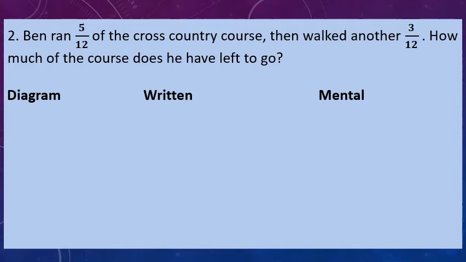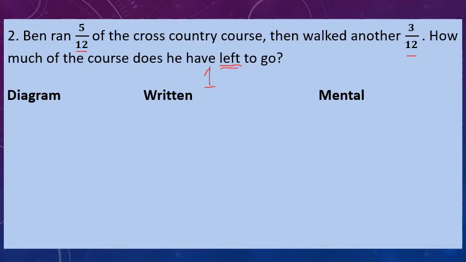Okay, so I'm going to first decide, is this a subtraction or an addition problem? Well, if I think of the course as the whole course, I can represent it as 1. And then he's already run 5/12 and then also another 3/12. So he's already done that part of the course, so I can subtract these two parts to find out how much he has left to go. That's the difference between how much he's done and how much he's got left to go.